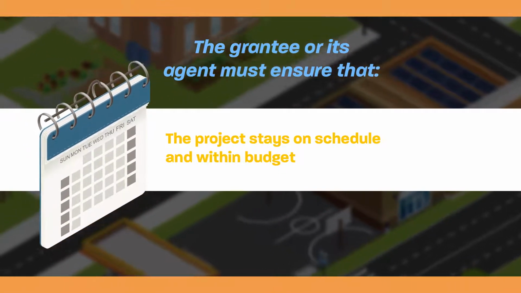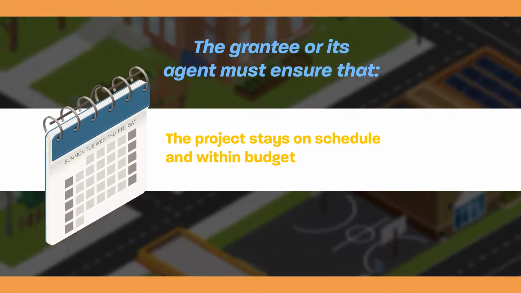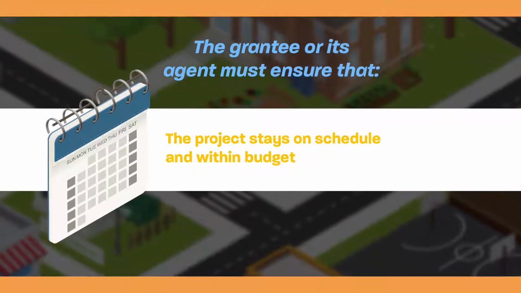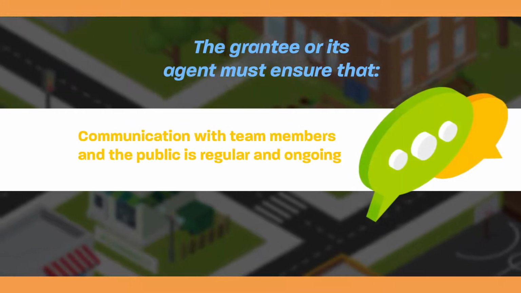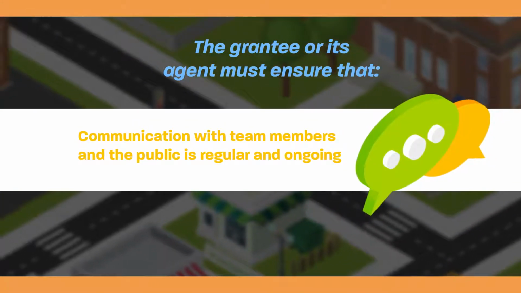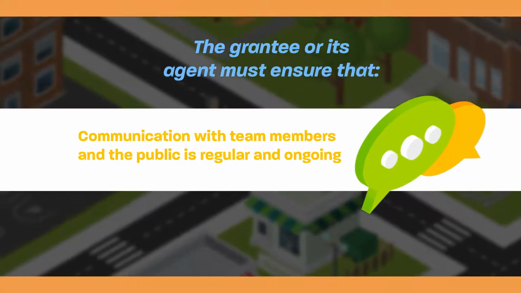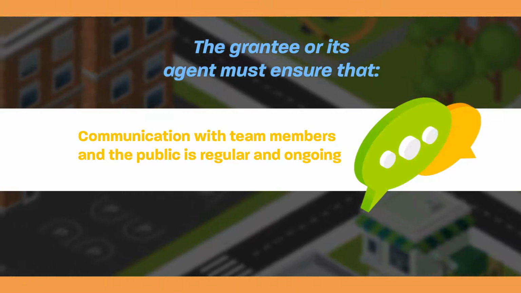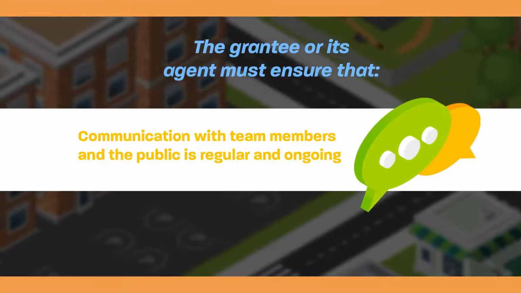The contractor should update the schedule frequently, and the grantee should check in with the inspector to forecast the expenditure of funds. Communication with team members and the public is regular and ongoing. Grantees should make every effort to notify the community of project milestones through distributing leaflets door-to-door or by posting regular project updates to their website.